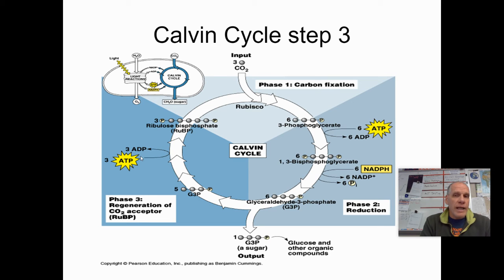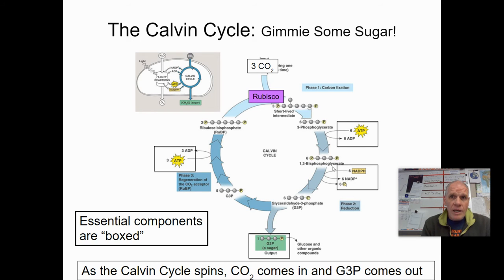Okay, so now notice we've now used a total of 9 ATPs and 6 NADPHs, and this is the reason why plants also do a combination of non-cyclic and cyclic electron flow. So if you remember, with non-cyclic electron flow, you make both ATP and NADPH. But with cyclic electron flow, you only make ATP, mainly because the process of the Calvin cycle uses more ATP than it does NADPH, so we have to make it someplace. And that is basically the Calvin cycle.